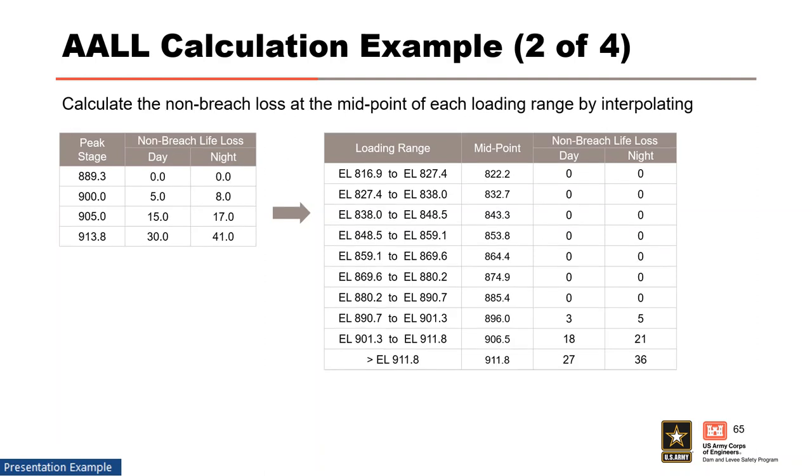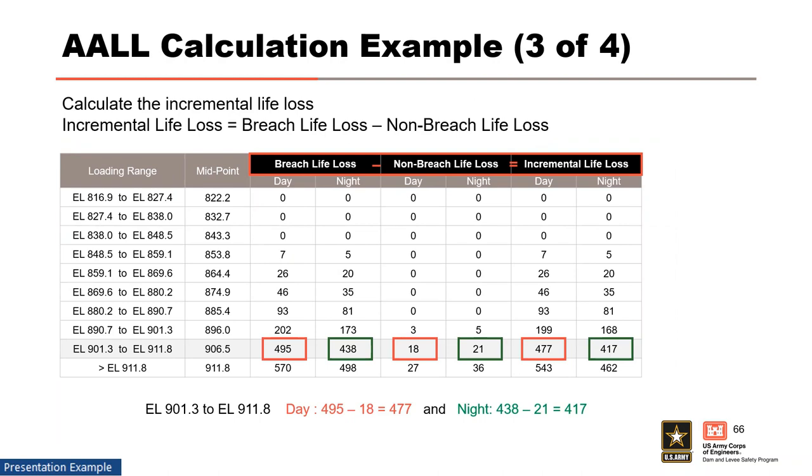Next, we will repeat the exact same procedure for the non-breach life loss. We will interpolate to find the non-breach life loss for each exposure at the midpoint of each loading range. The incremental life loss is the difference between the breach life loss and the non-breach life loss. For each exposure scenario of each loading interval, subtract the non-breach life loss from the breach life loss to get the incremental life loss. For the second to last interval, elevation 901.3 to elevation 911.8, the math is shown.